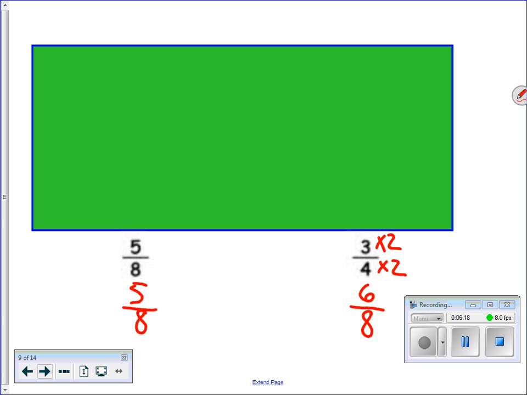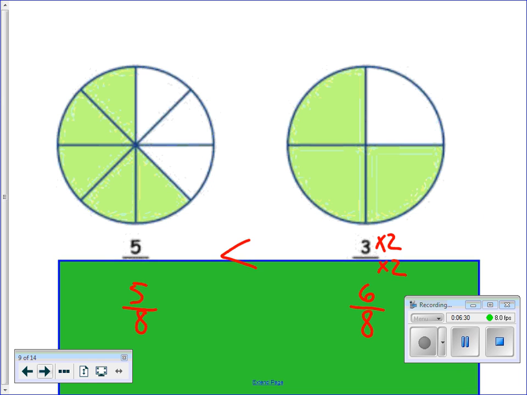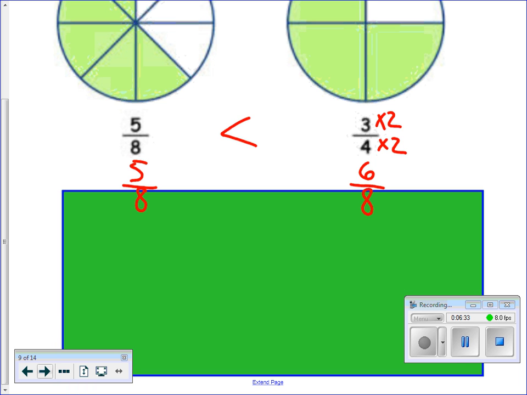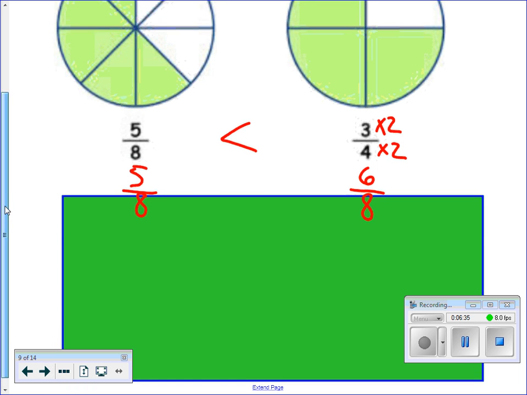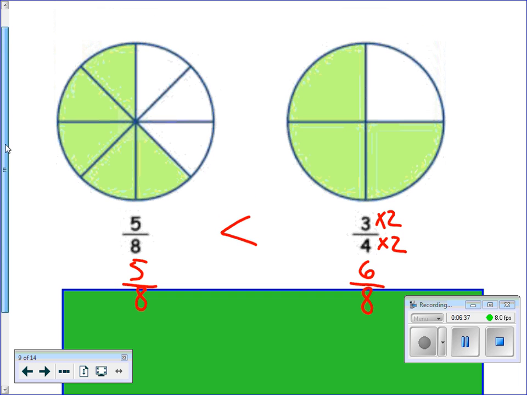So what's larger, 5/8 or 6/8? Obviously 6/8 because 6 is greater than 5. So this tells us that 3/4 is greater than 5/8. Let's go ahead and look at a picture here to see what that looks like. You can see that 3/4 is clearly larger than 5/8 from these pie graphs. Let's go ahead and do another example here.